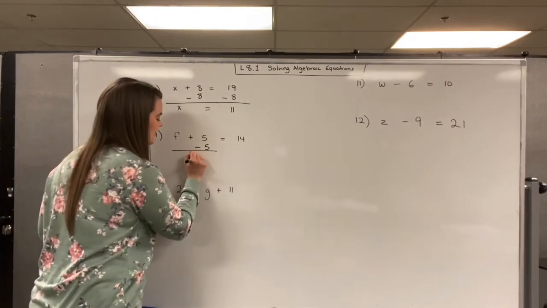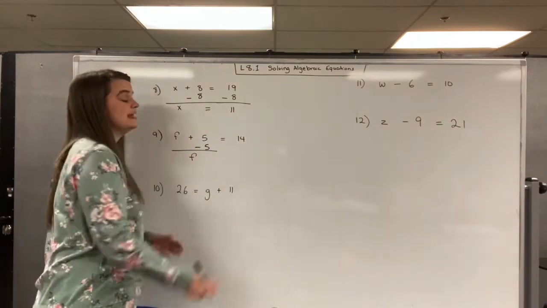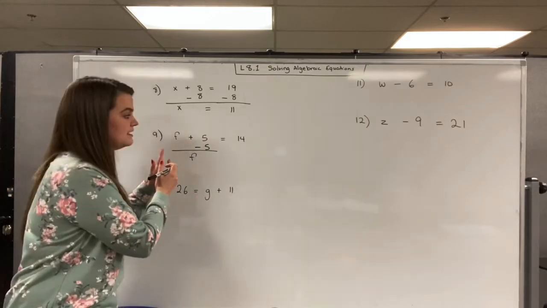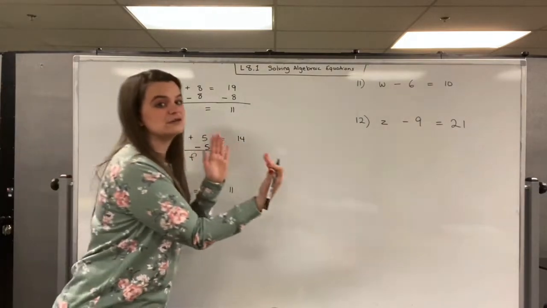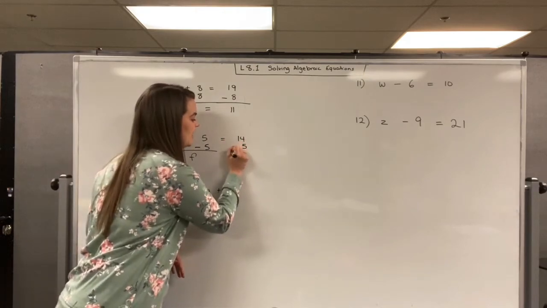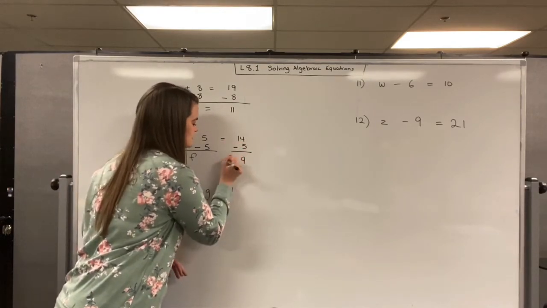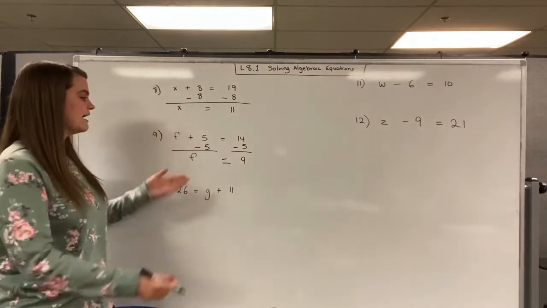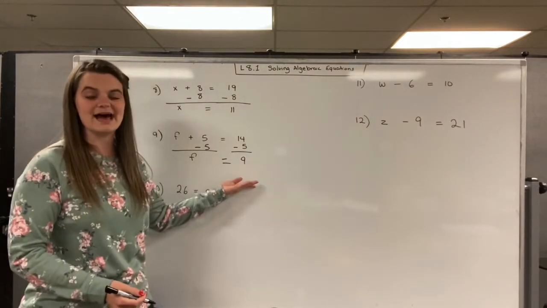All right, so now we just have f, because that's f plus 0. If we do it to this side of the equation, we must also do it to this side of the equation. So we do 14 minus 5, which equals 9. So now we have f equals 9.